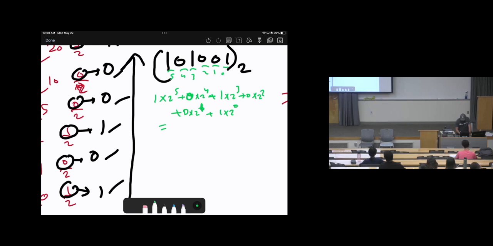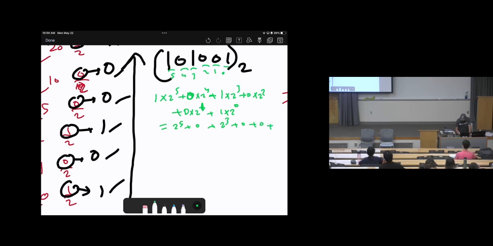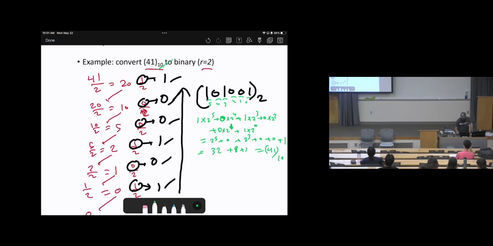Okay? So it will be 2 power 5 plus 0 plus 2 power 3 plus 0 plus 0 plus 1 times 2 power 0, which will be 1. 2 power 3 is actually 8. This is 1. And 2 power 5 will be, you can see 8, 16, 32. 32 plus 8 will be 40 plus 1, 41. Now, is it 41? Yes.